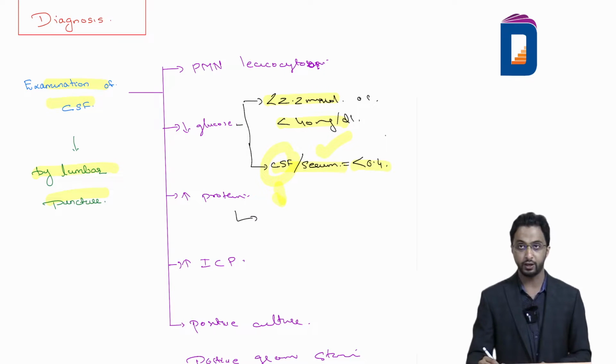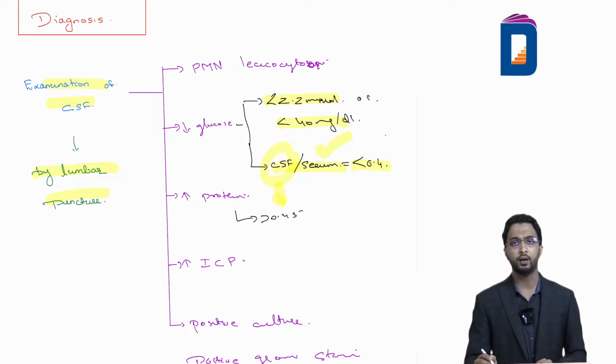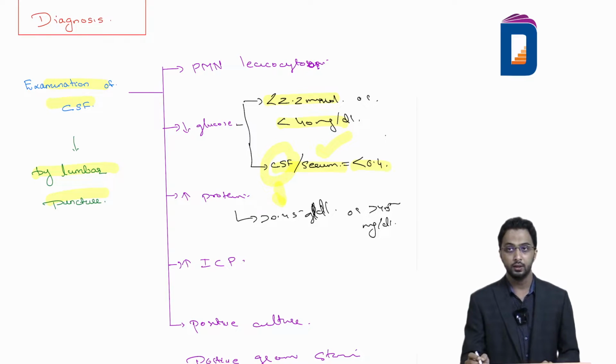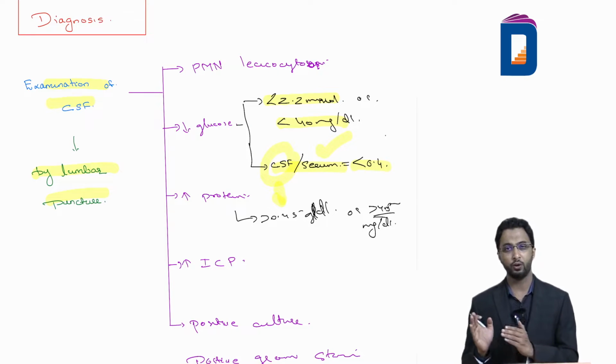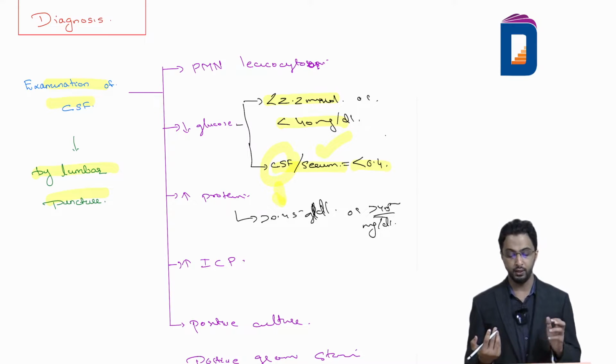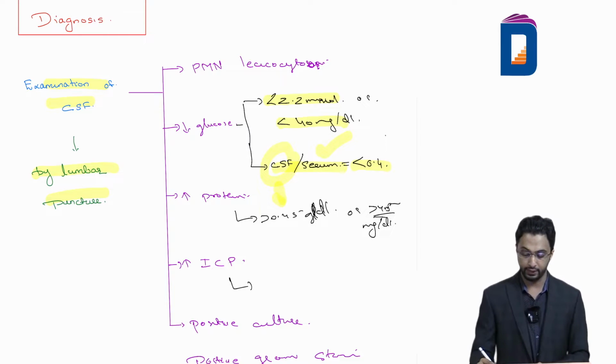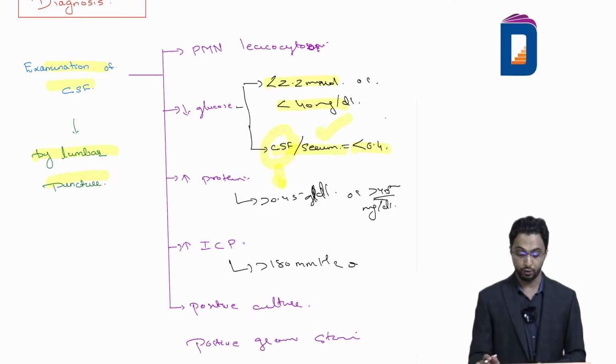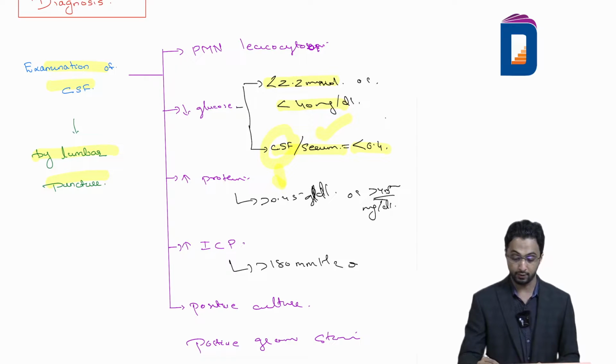Now there is going to be an increased protein. How much is this? It is greater than 0.45 gram per deciliter, or greater than 45 milligrams per deciliter. We know that the normal value is up to the range of 50. So if it is greater than 45 or even greater than 50, it is going to be high protein. They're not going to ask you values most commonly; they're going to ask you what happens. Now, there is going to be an increased ICP, which is greater than 180 millimeters of water, which we have studied.